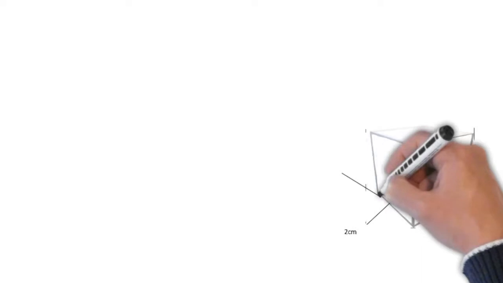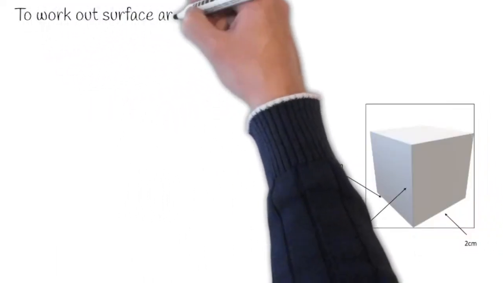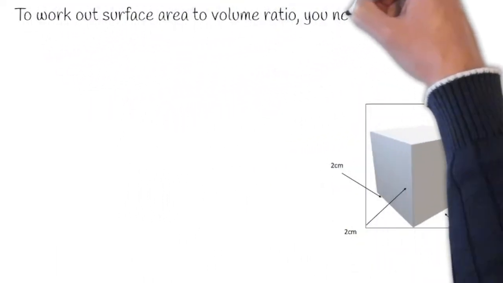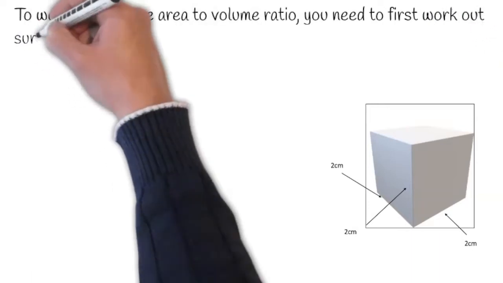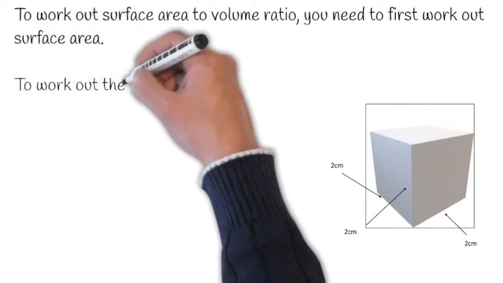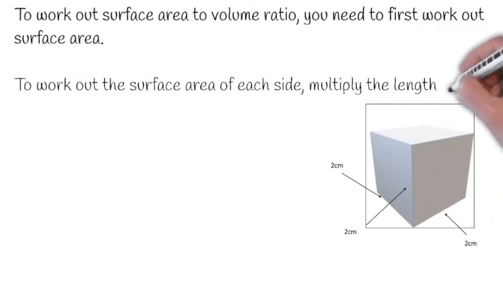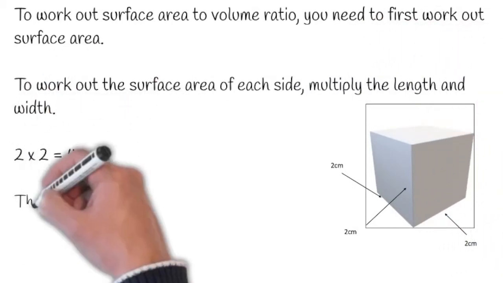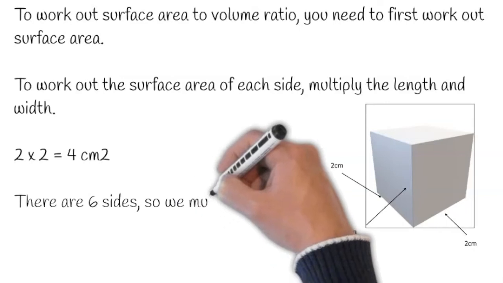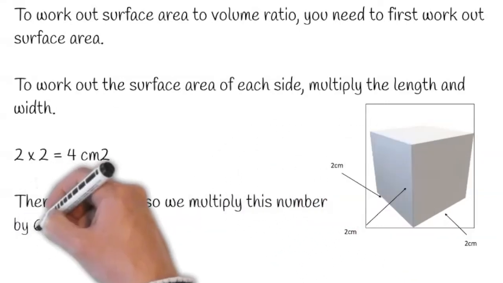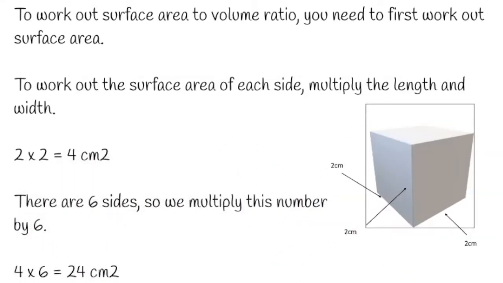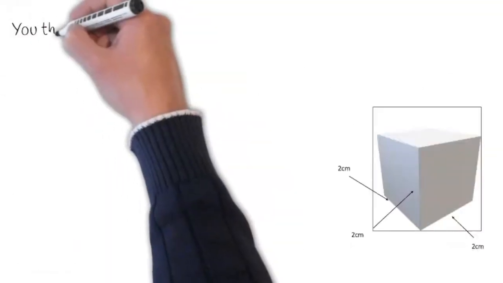Here we have a cube. To work out the surface area of the cube, you first need to work out the surface area of each of the sides. To work out the surface area of each side, you simply multiply the length and the width. So 2 times 2 is 4 centimeters squared for each side. There are 6 sides, so we multiply this answer by 6, leaving us 24 centimeters squared.